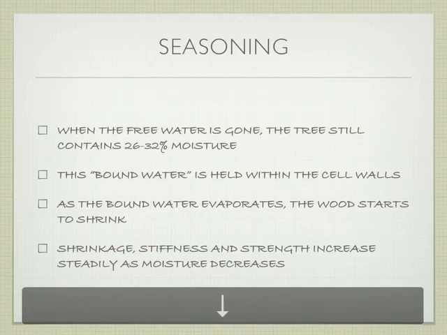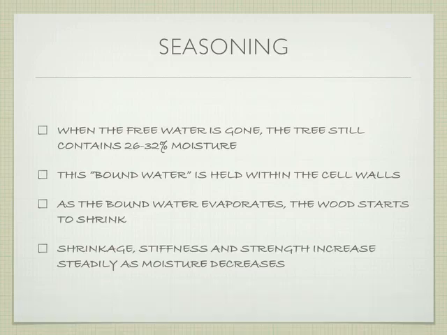So we need a way to get that water out. When all the free water, the water that's outside of the cells, the stuff that's dripping out when you cut down the tree, is gone, the tree still contains somewhere between 26 and 32% moisture. And that water is contained within the cells themselves. So it's not the outside water, it's now the inside water. That's called bound water. So we have free water that's outside the cells, we have bound water that's inside the cells, and we need to get that bound water to evaporate as well.